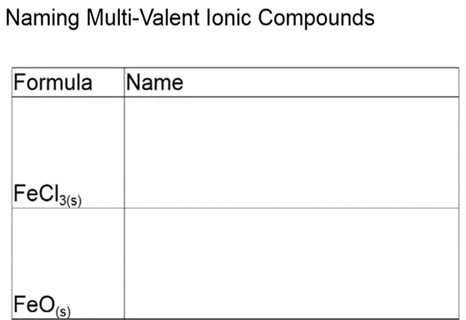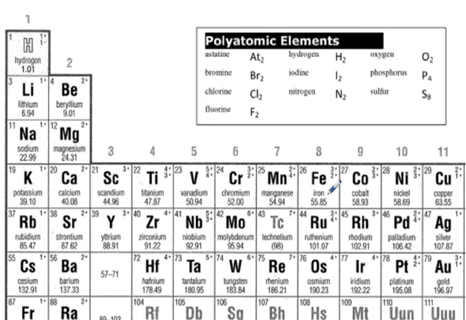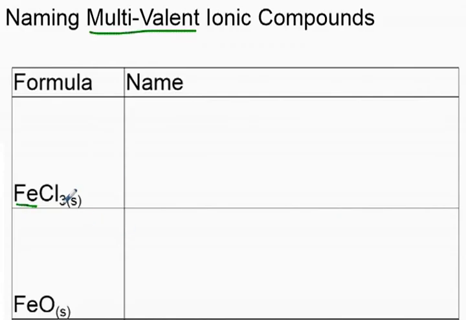Naming multivalent ionic compounds. What we want to be careful of when we name our multivalent ionic compounds is that these ions can have more than one charge. So something like lead or iron, when we look up iron on our periodic table, we will see that it could have a charge of 3+ or 2+. When we name the compound, we have to say which one we have, 3 or 2. We can figure it out from our formula.